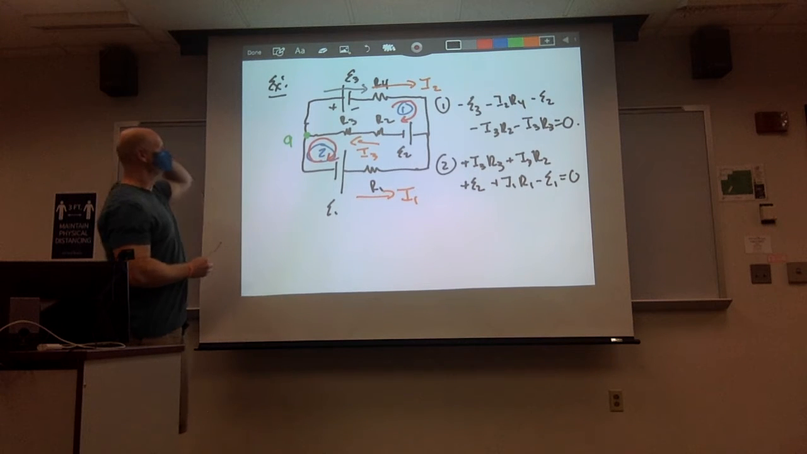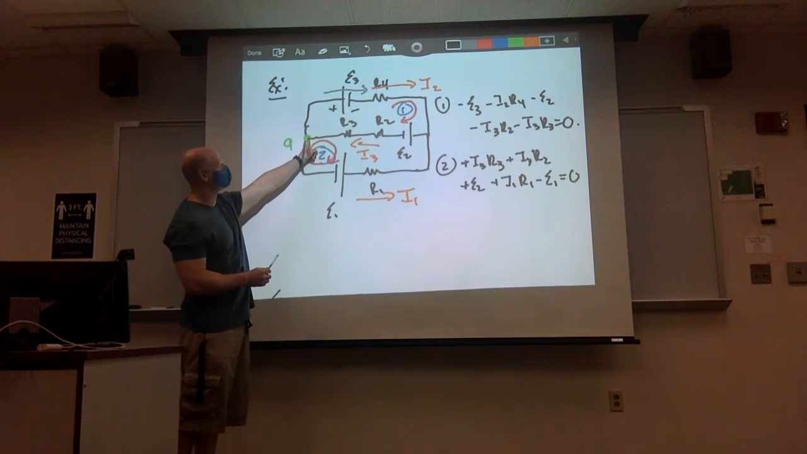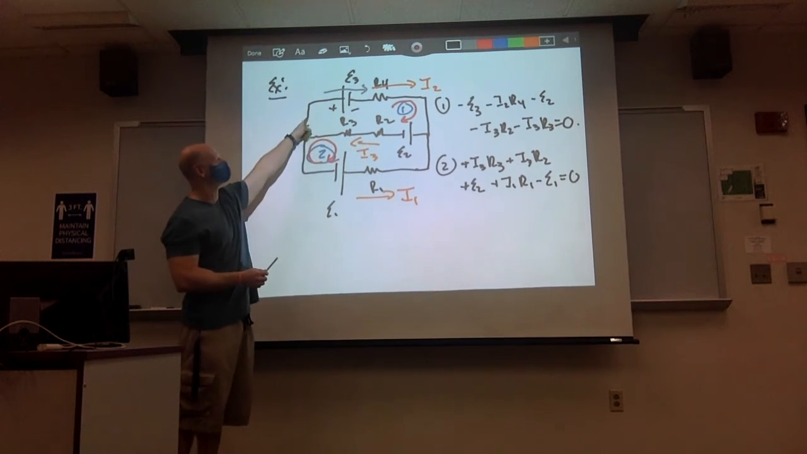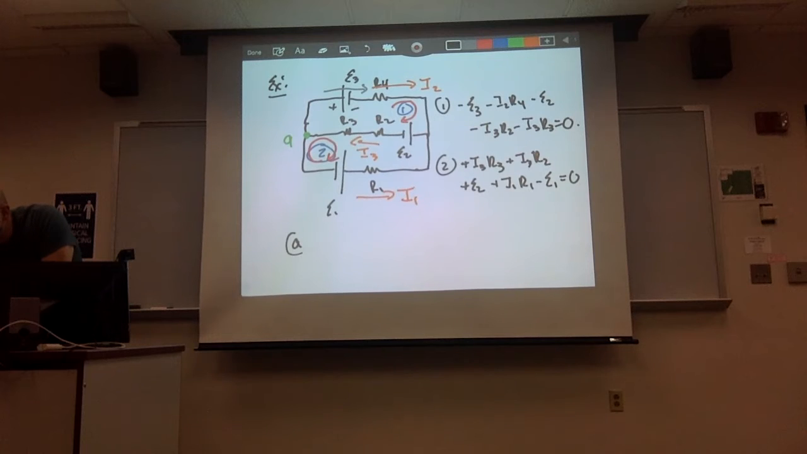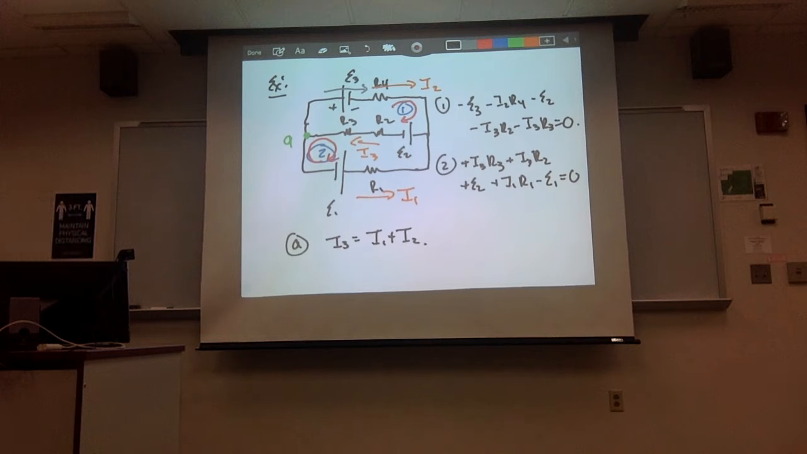Finally, from the junction rule, I have what? At A, I have only I3 coming in, I1 and I2 are both leaving. So my junction rule at A simply says that I3 must be equal to I1 plus I2. That's my junction rule. So this would be part A of the problem.